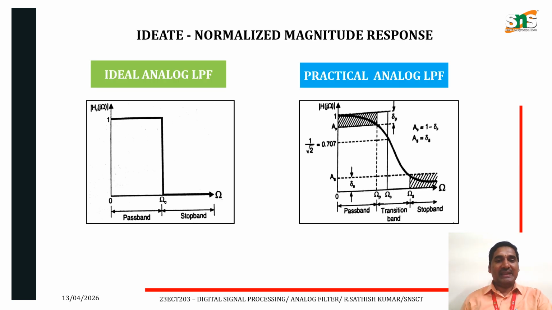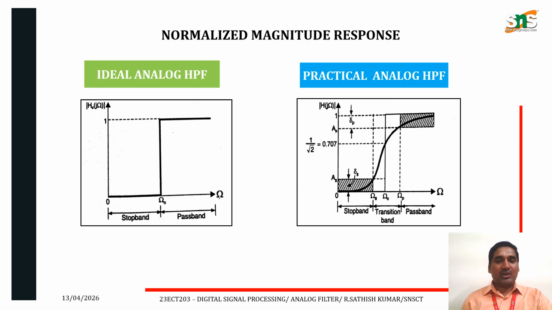Next one, we are going to see the normalized magnitude response. This is the ideal analog low pass filter. We can pass only the low frequencies. In the practical analog filter, between the passband and stopband, there is a transition band. We pass low frequencies from the passband to the stopband. Next one, this is the ideal analog high pass filter, low pass to high pass. We stop the low frequencies and pass the high frequencies. That is the practical analog filter with respect to H(jΩ) versus Ω.